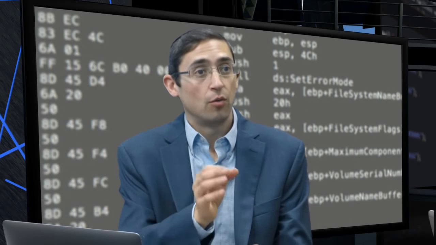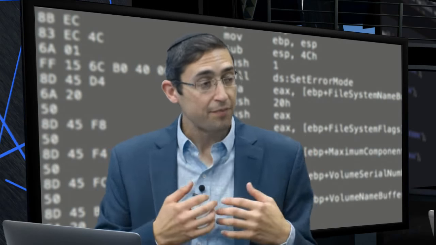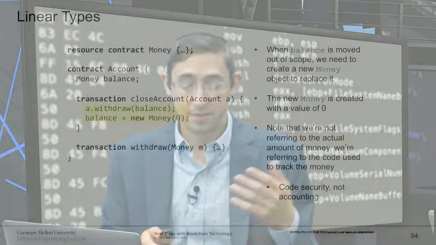And now I have to create a new balance, a new money object with a value of 0. And presumably somebody else's balance has increased by the very same amount somewhere else. Exactly. So I have that function down there, withdraw, and that will accept that money. And they're going to now track it to make sure that they don't lose it. And it's important that they do that.